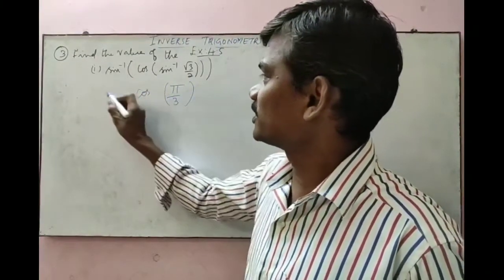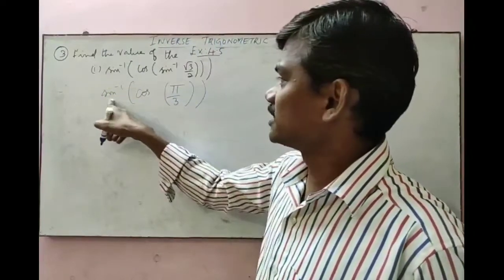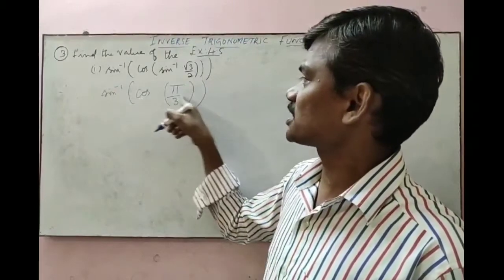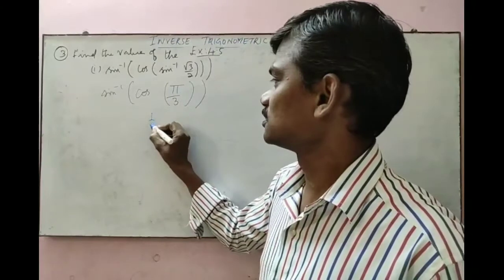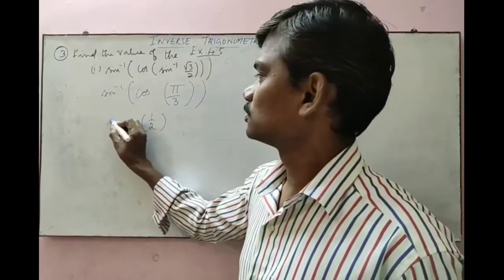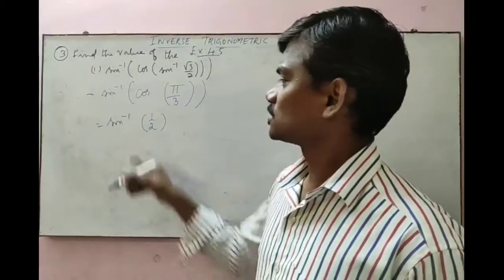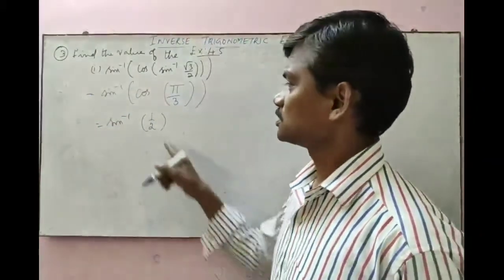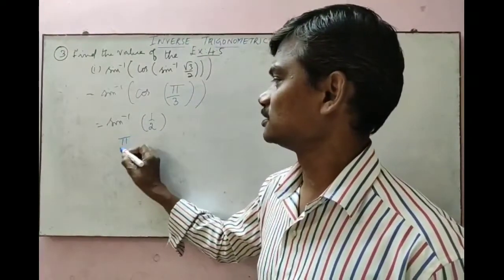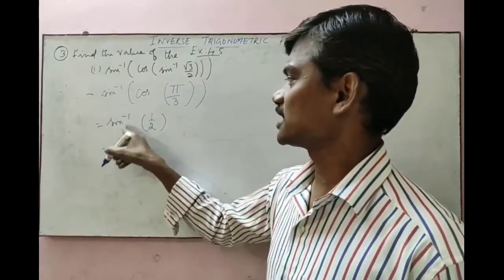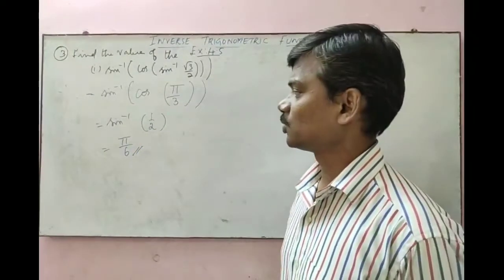Now cos of pi by 3, here sin inverse comes as it is: sin inverse of cos of pi by 3. What is cos pi by 3? That is cos 60 degree. What is the value of cos 60? That is 1 by 2. Again you will get sin inverse of 1 by 2. Sin of which degree is 1 by 2? Sin 30 degree is 1 by 2. How will you write this in radian? Pi by 6. So sin inverse of 1 by 2 means pi by 6. So you will get the value.